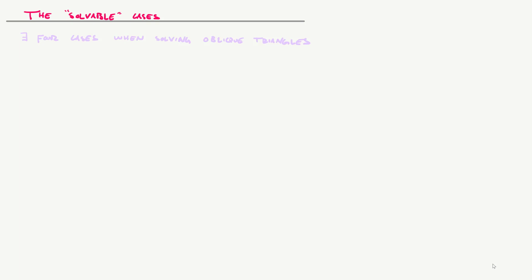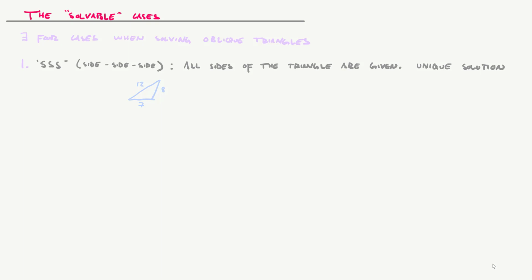Now there exist 4 cases, 4 configurations of 3 given pieces of information that we would be able to solve oblique triangles for. The first one is called a side-side-side situation. If you know all the sides of a triangle, you're going to be able to figure out what the angles of the triangle are. That's the side-side-side triangle. There is only one solution that you're going to find. That's what unique solution means. There is only one triangle that has side lengths 7, 8, and 12, and it's going to be whatever the specific angles are when you solve them.